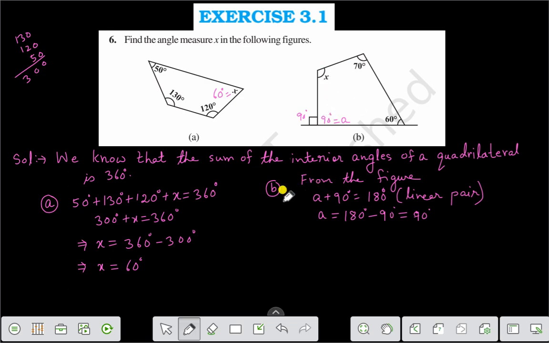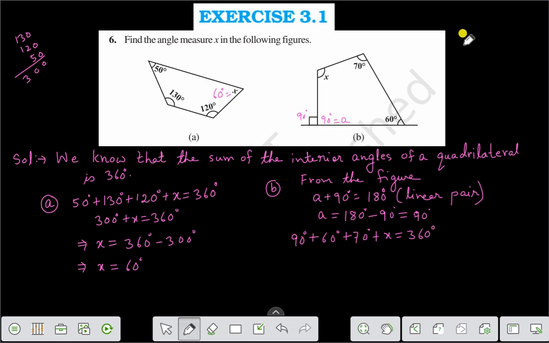Now we'll use the property that the sum of the interior angles of a quadrilateral is 360 degrees. So we are getting 70 degrees, 90 degrees plus 60 degrees plus 70 degrees plus x is equal to 360 degrees.